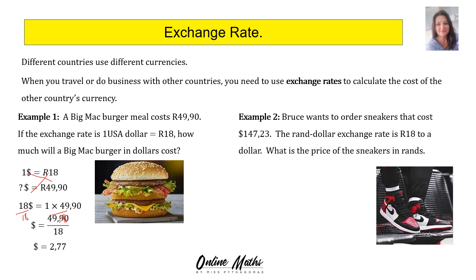Example 2. Bruce wants to order sneakers that cost $147.23. The rand-dollar exchange rate is 18 rand to a dollar. What is the price of the sneakers in rands? So we start by saying $1 is equal to 18 rand. $147.23 is equal to how much rand? And then when we cross multiply, you get how much rand is equal to 18 times $147.23. So the price in rand is 2,650.14.